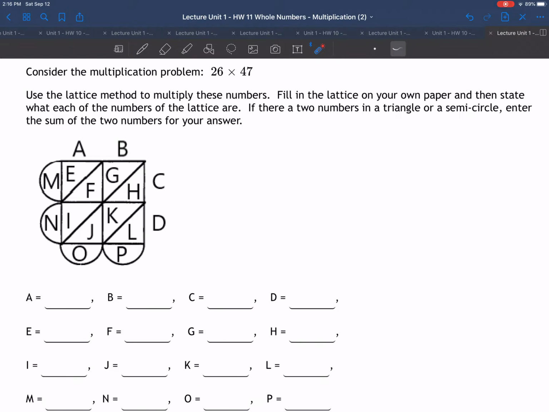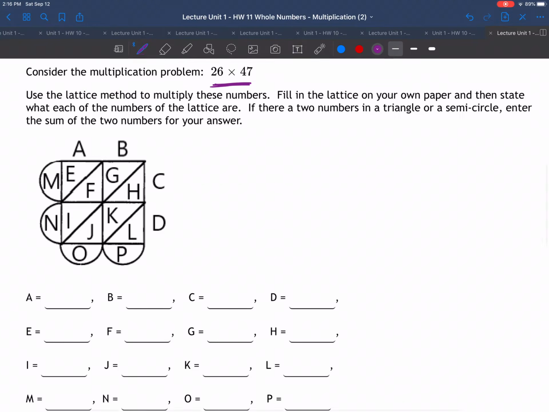Welcome to an example in which we are multiplying using the lattice method. So we did some adding using the lattice method in a previous homework, and now we're going to multiply using the lattice method. Before we do, let me first remind you how we do normal multiplication.